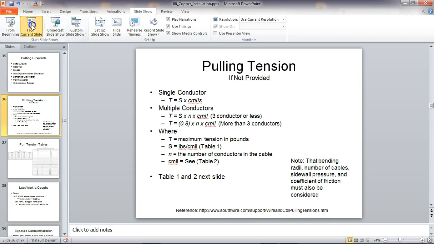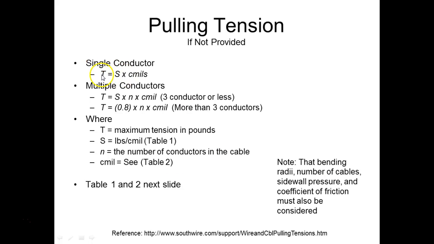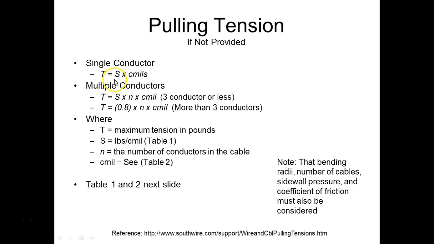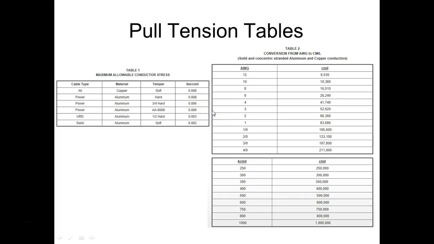I'm gonna go ahead and make this full screen to make it a little easier to do. So it's your max, and then this would be the C mils, not the KC mils, but the C mils, and we'll look at that. Basically, it's KC mils times 1,000, but they have a table that helps us out. So let's go back and look at table one. Here's table one. It's S, which is pounds per circular mil, table one, and then the KC mils.